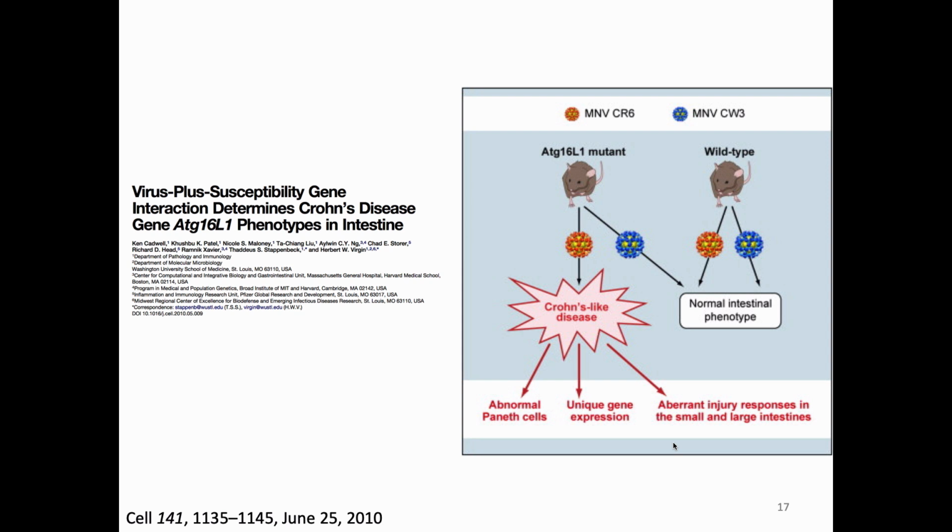So the mouse was unlucky enough to get orange virus instead of blue virus, and unlucky enough to have this mutation. That combination of things led to changes in cells in the GI tract, changes in gene expression, and problematic responses in the intestine. So this is one pretty famous example where this mouse is having its response to the orange virus be deviated due to its genetics.